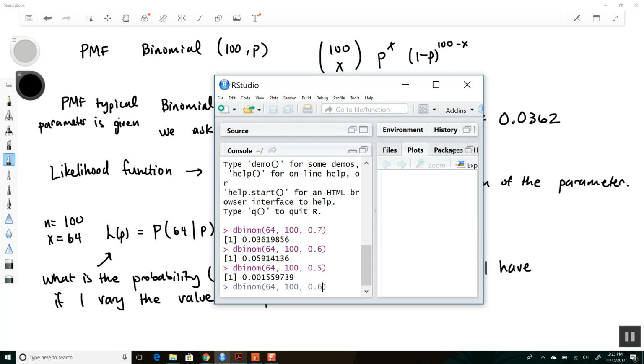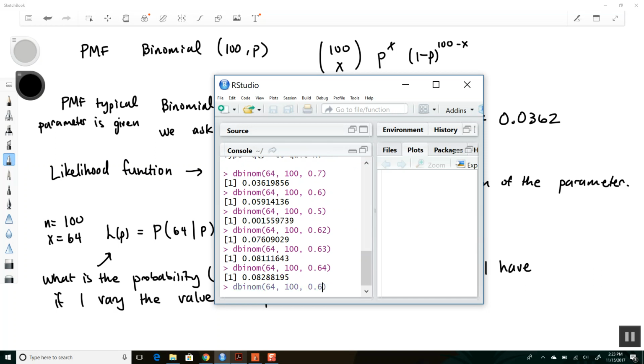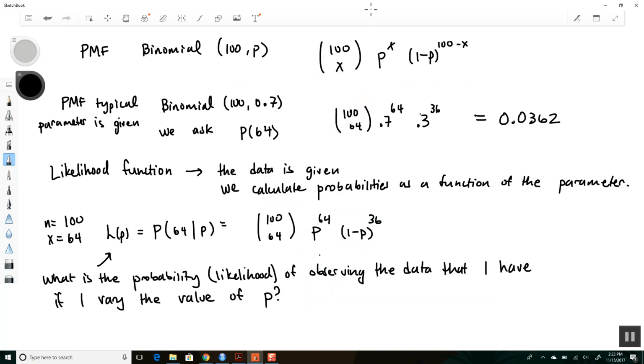What if I use 0.62, and 0.63 and 0.64? Eventually we hunt around and find that the value of p that gives me the highest probability of the data in this case is 0.64. We call this our maximum likelihood estimate. This is the estimated value of p that maximizes the likelihood of getting the data that I've observed. Okay, is that recap of MLE okay? Yes. All right.